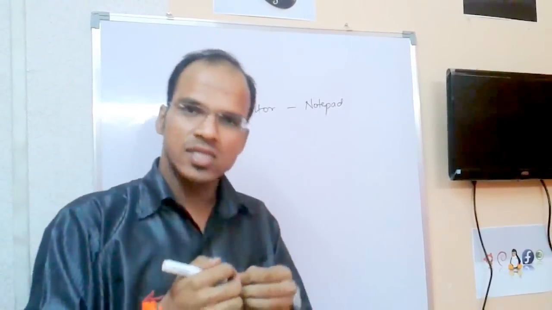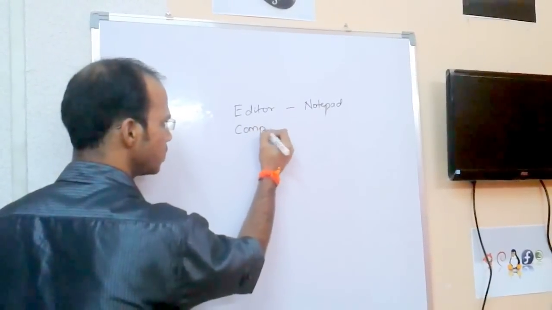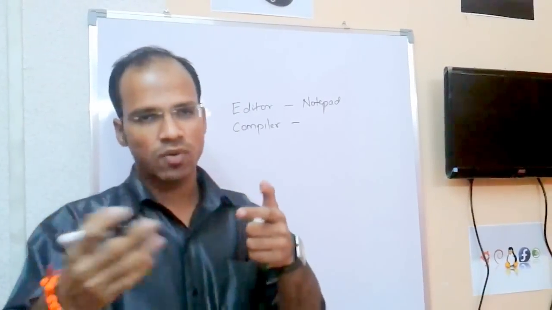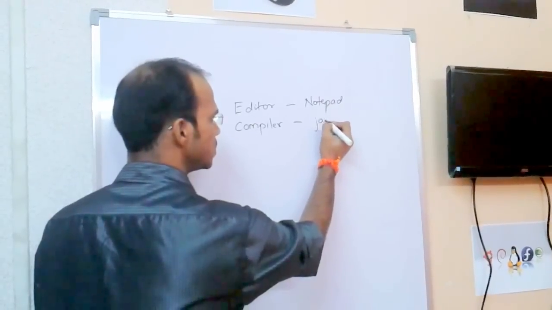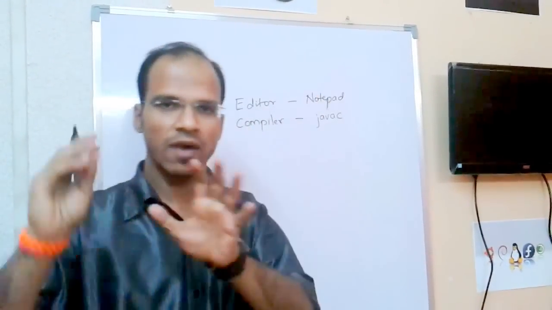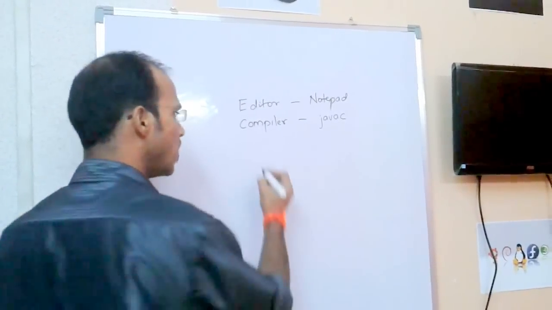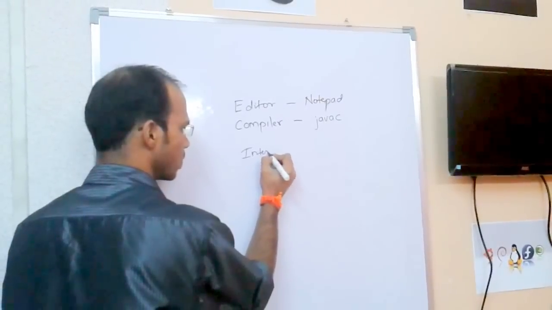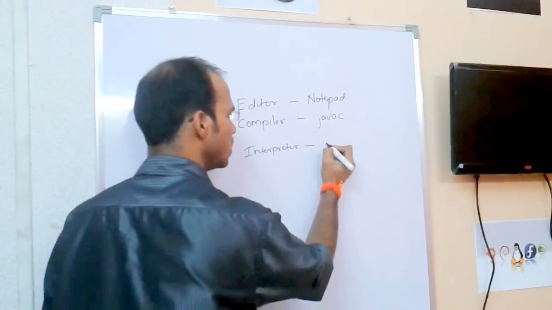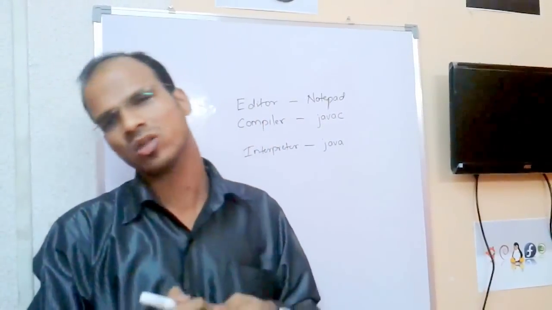Then when you want to compile a program, you always require a compiler. Now when you talk about the compiler in Java, the compiler you use is javac. So it's okay, you now have Notepad, you have javac, we are comfortable. But when you want to run any code, you require the interpreter. And in Java, your interpreter is java. Basically, this java represents the JVM or the JRE.